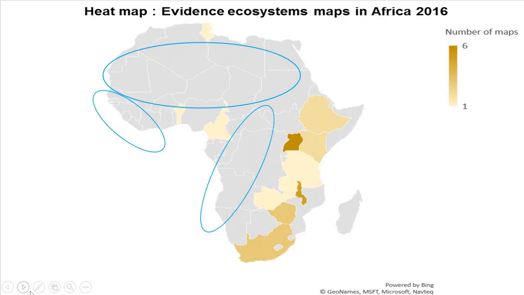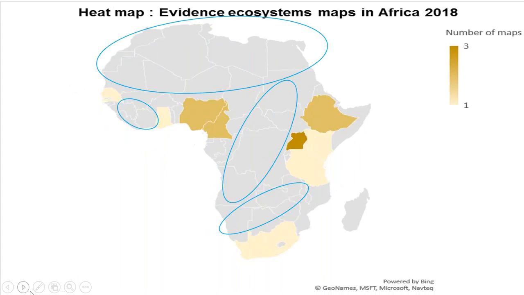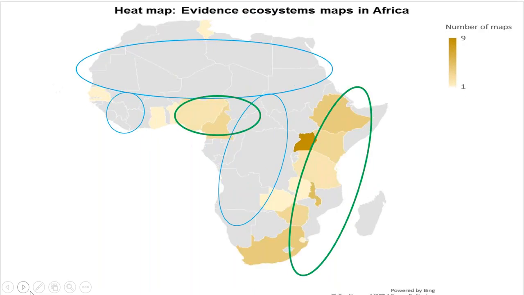So these are the maps of 2016, the first batch. There are 25 of them in total. There are quite a few gaps, but we do have quite a bit of information on West Africa, East Africa, and Southern Africa, which is nice. And in 2018, we managed to fill some of the gaps as well as strengthen some of the current countries that we did have, and to provide a better description. We've managed to fill in parts of North Africa. However, there is still quite a gap on that side.